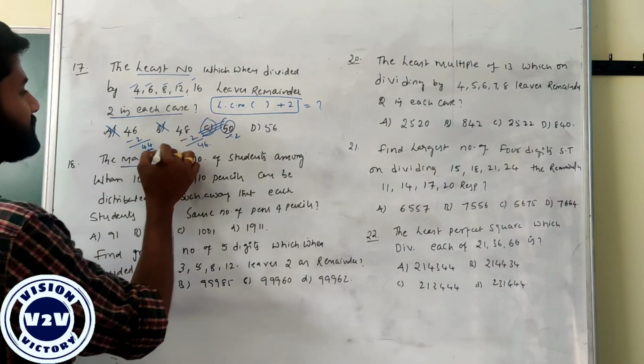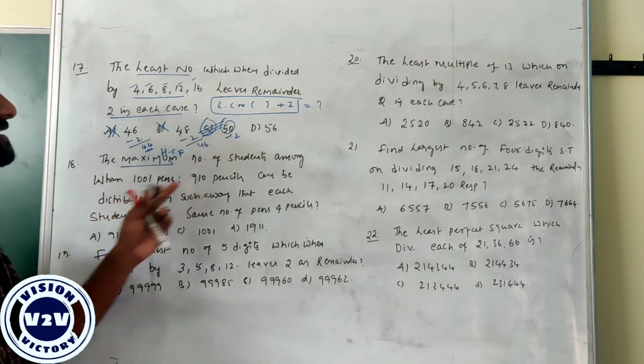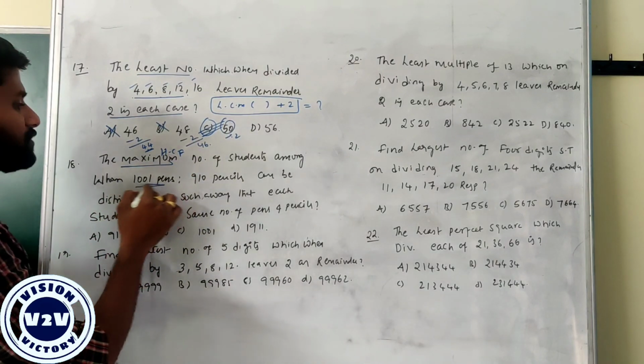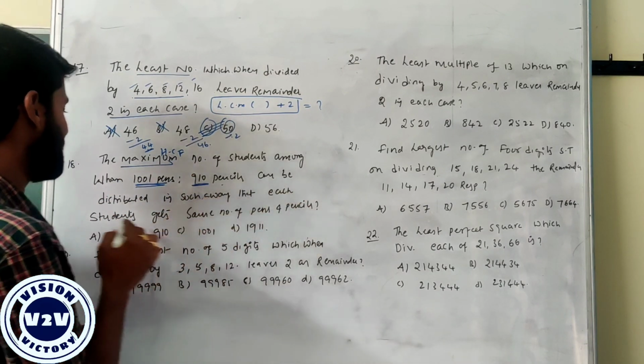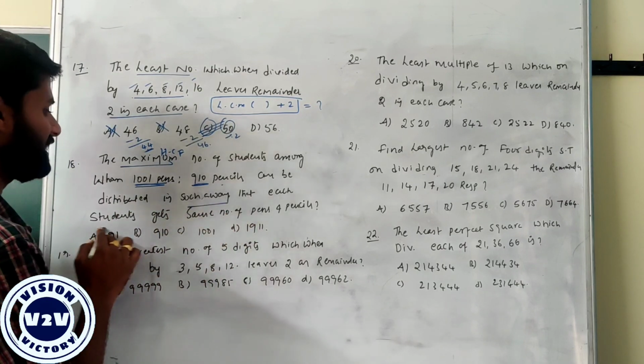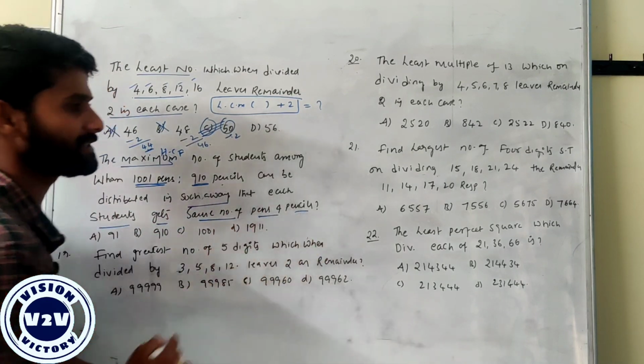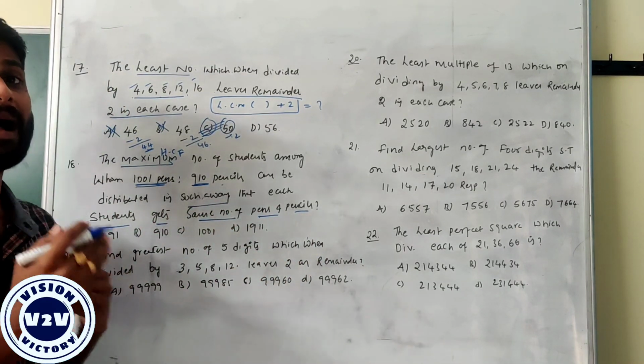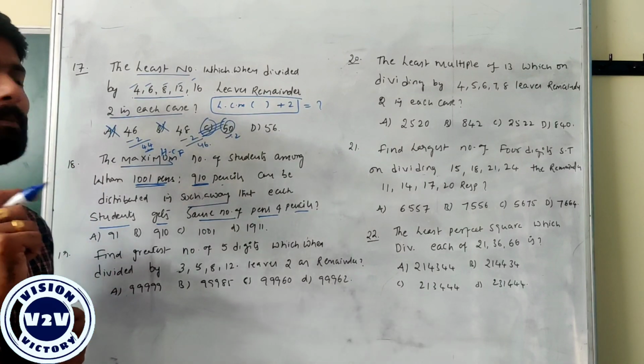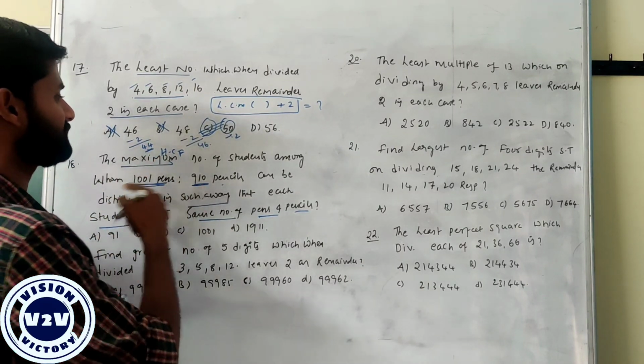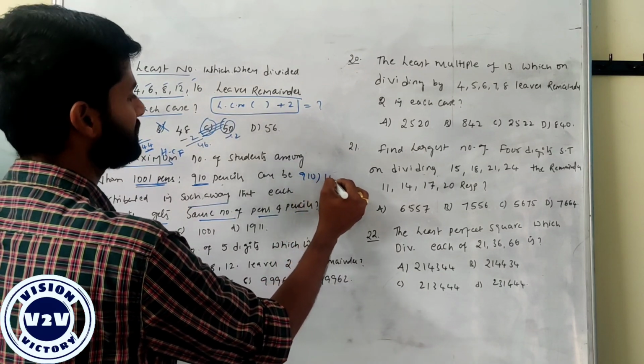The maximum means we require the HCF. The maximum number of students among whom 1001 pens and 910 pencils can be distributed in such a way that each student gets the same number of pens and pencils. See, we want to distribute to a maximum, so each value is the maximum. Maximum is a concept of HCF. See, find the HCF of 910 and 1001.